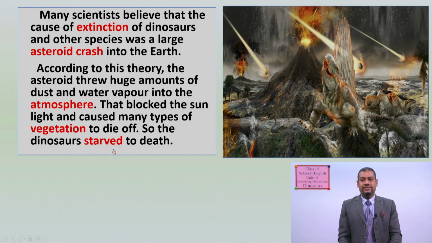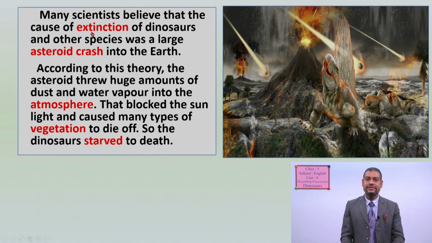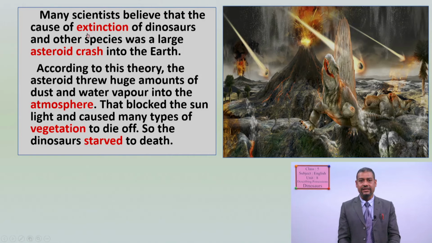So the dinosaurs starved to death. See, they were killed. Now, you just practice pronouncing this word. I think these paragraphs are also clear to you. Let's practice pronouncing. First spelling. Extinction. Extinction means out of life, okay?